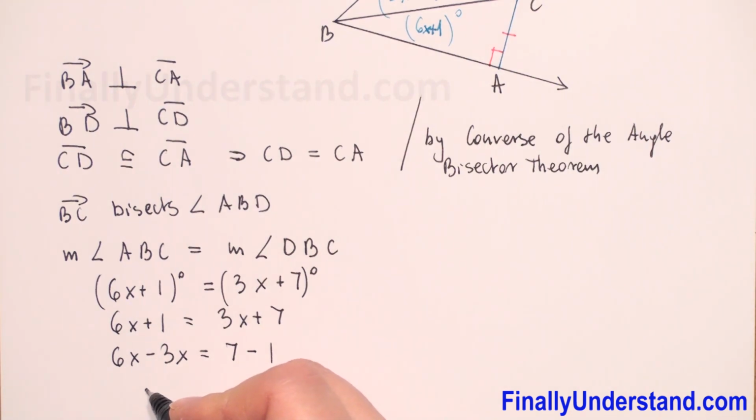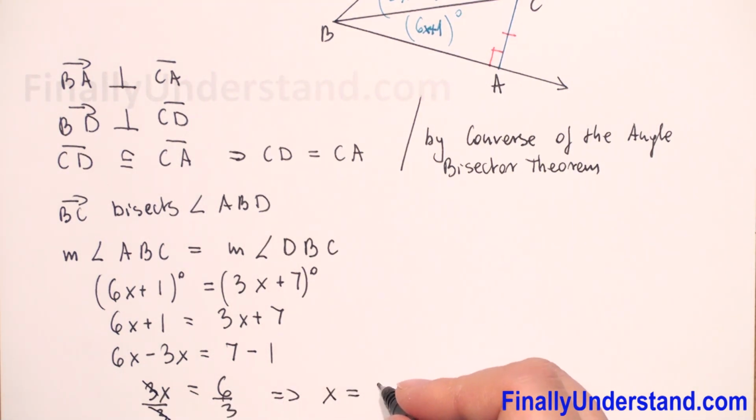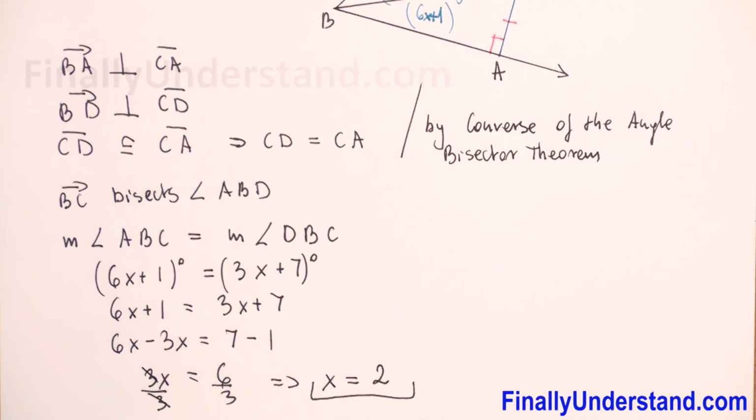6 minus 3 is 3x is equal to 6. So now I will divide both sides by 3. 3 and 3 we can reduce, and we have that x is equal to 6 divided by 3, which is 2. So we found the value of x. This is my solution.